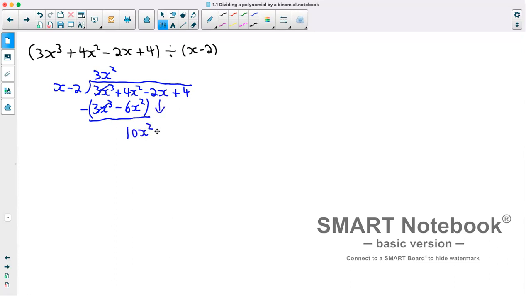Bring down our next term of -2x. x goes into 10x squared 10x times. So that's going to be plus 10x. 10x times x is 10x squared. 10x times -2 is -20x. And we are subtracting that. So our 10x squareds are going to cancel out, and -2x minus -20x is 18x.